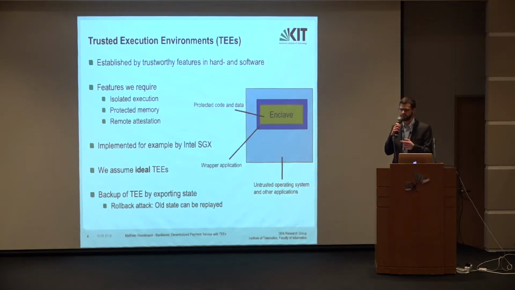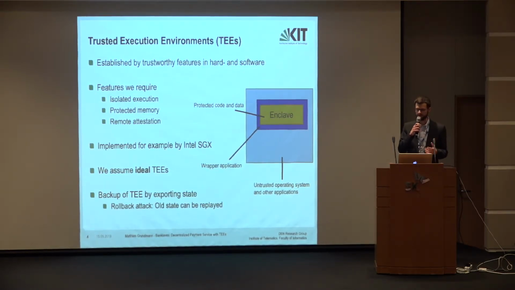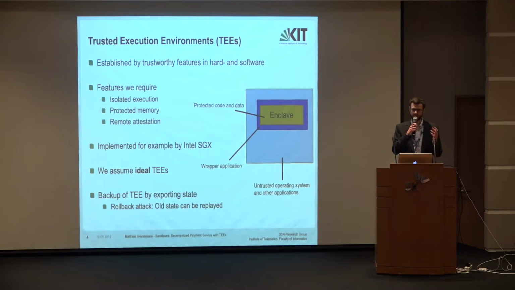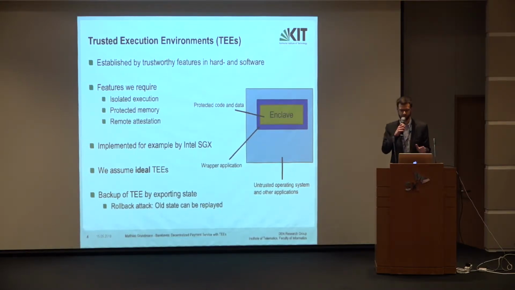And when the data leaves the enclave, it is only stored in the main memory in encrypted form. We also need remote attestation, which means we can remotely verify that some specific code is being run in an enclave, and we can verify that the platform is not manipulated and it is a real trusted execution environment. Those features are implemented, for example, by SGX. However, we assume an ideal TEE, which means we assume a bug-free implementation, just a model TEE.